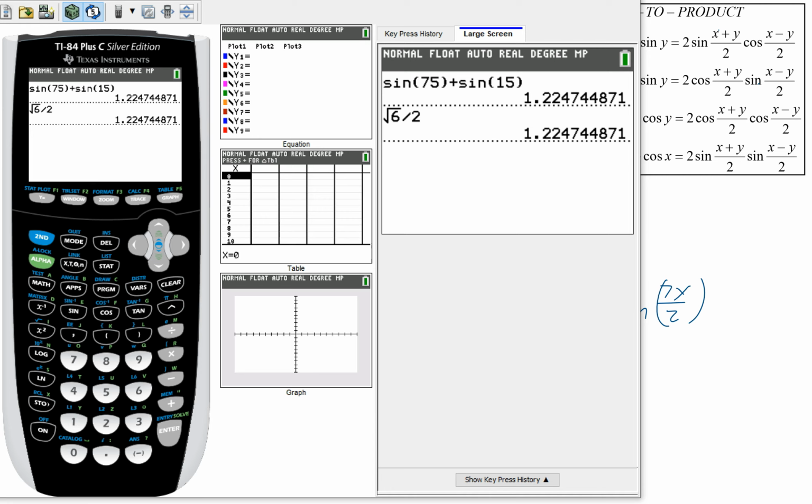And again, you want to check it with your calculator. So sine of 75 and sine of 15 is the same exact thing as square root of 6 over 2.